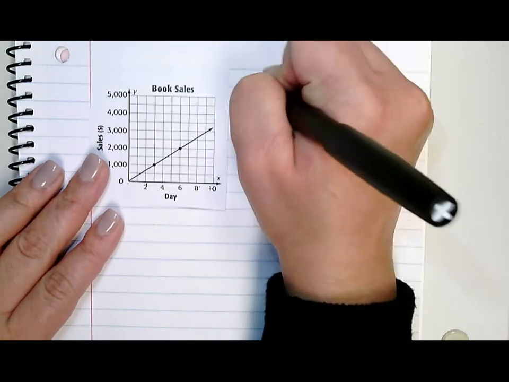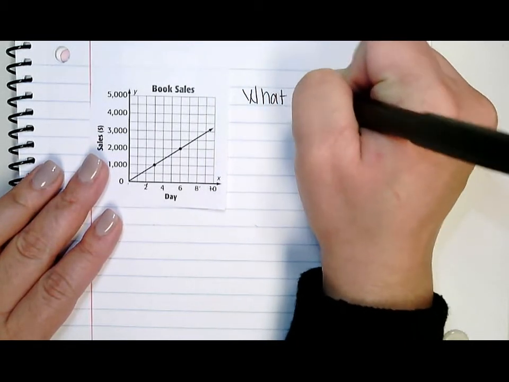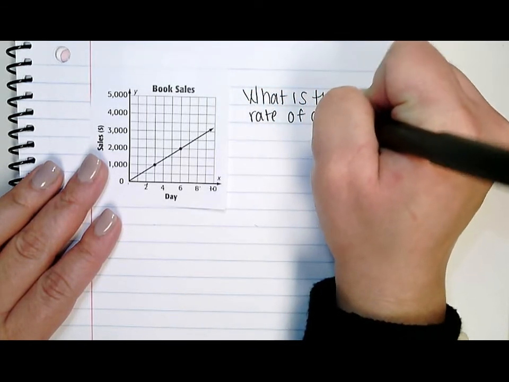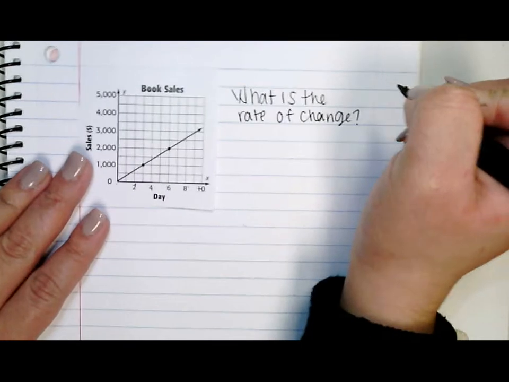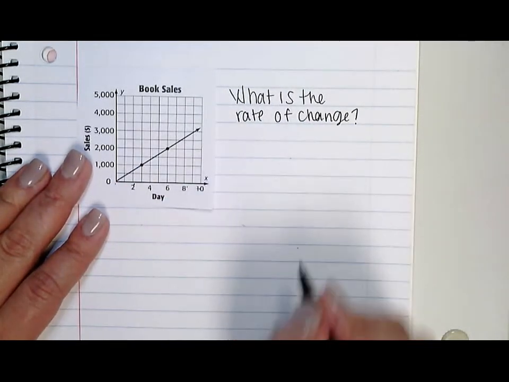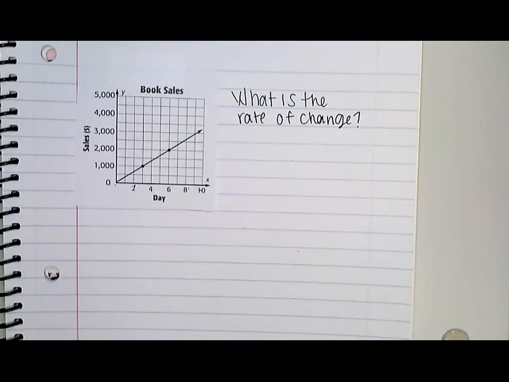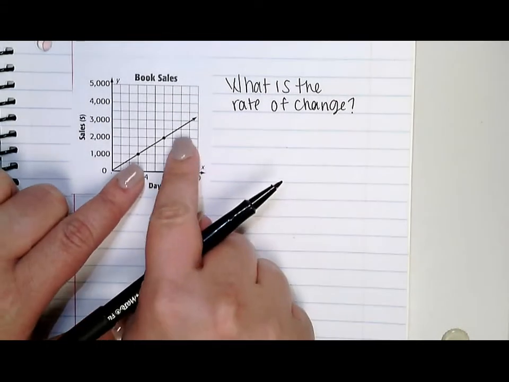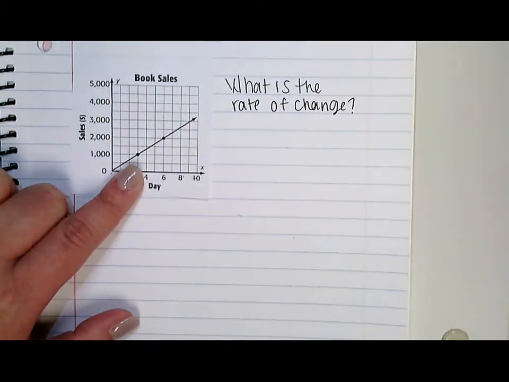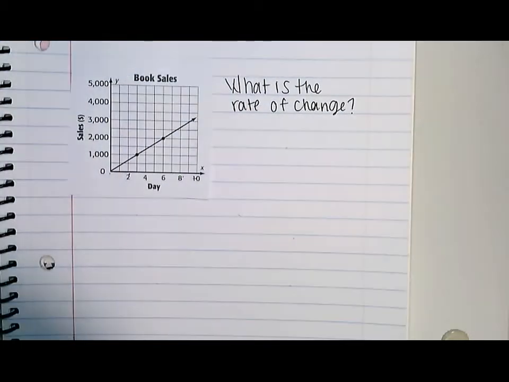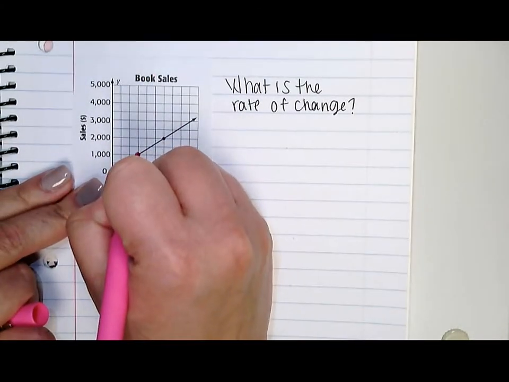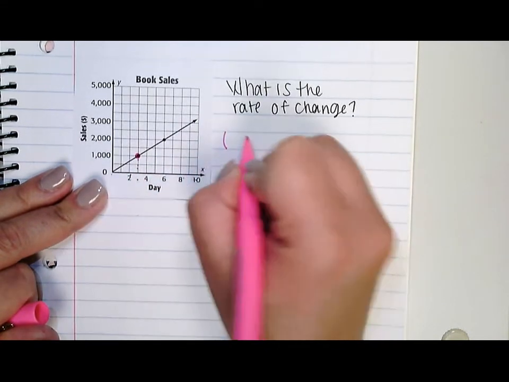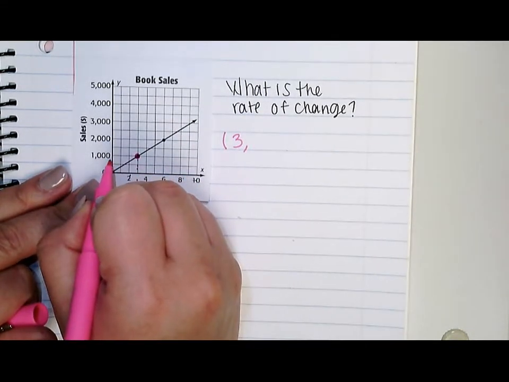Okay, I'm just going to write out what is the rate of change. You may be asked it more wordy, more lengthy, like what is the rate of change of the sales with respect to the day, or so forth. So this one already has the points for us. We're just going to pull those points. So this first point right here, what are the coordinates to that point? So 3, and what? I heard it, 1,000.